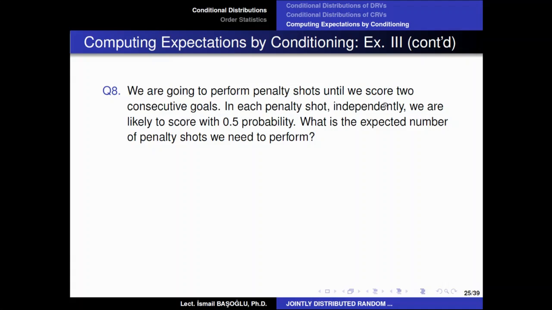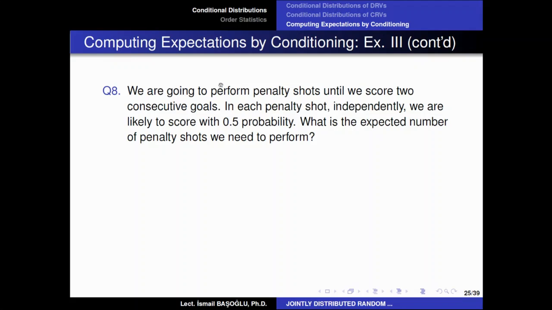In each penalty shot independently, we are likely to score with 0.5 probability. So my chance to score in a penalty shot is 0.5, and I can also miss with the remaining probability 0.5. So the question is this: what is the expected number of penalty shots we need to perform? The question is asking me the average number of penalty shots that we need to perform.